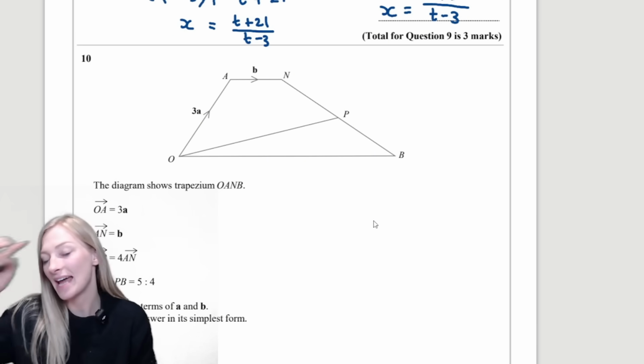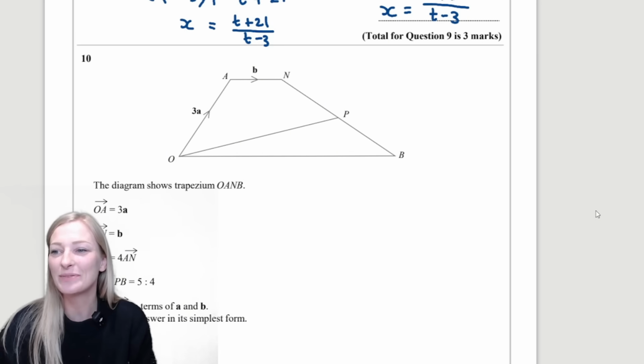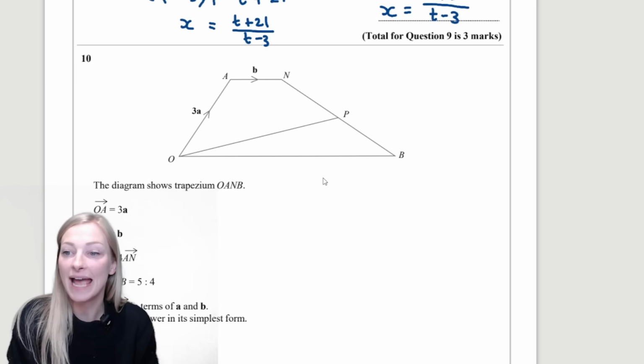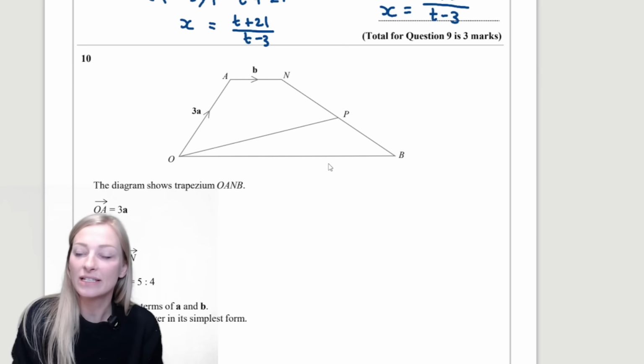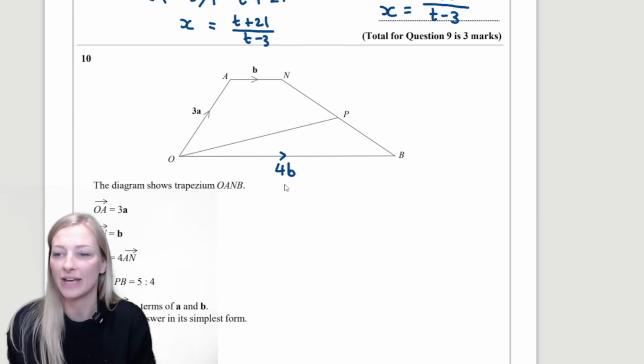Question number 10, and we have vectors. I know you all missed it on paper 2. The diagram shows trapezium OANB. O to A is 3A, A to N is B, and O to B is 4 lots of A to N. So I'm going to put there that that is 4B, because I know it's 4 lots of A to N, so 4 lots of B.